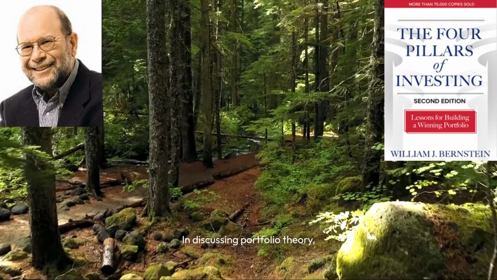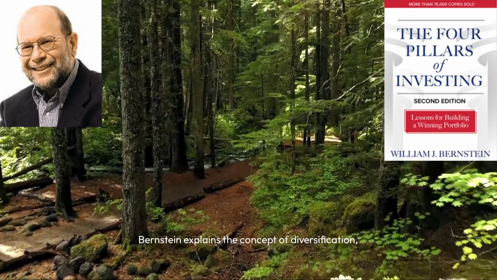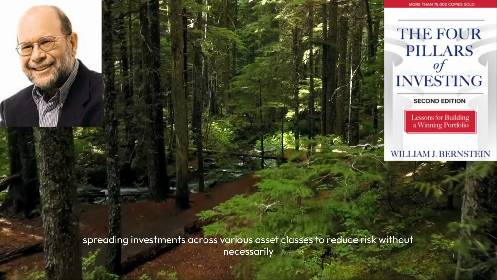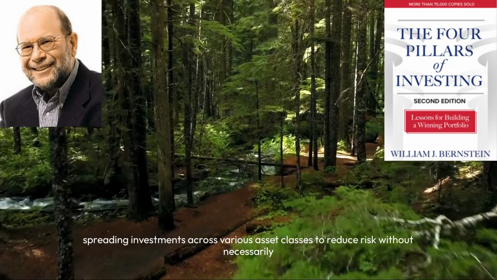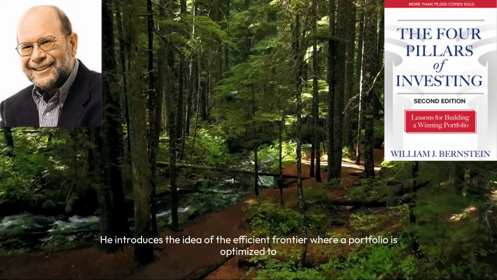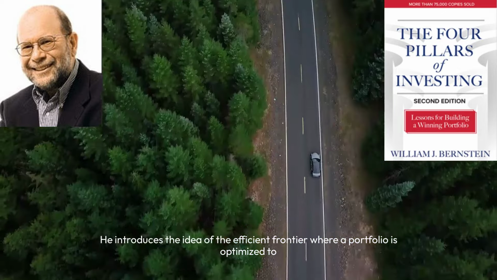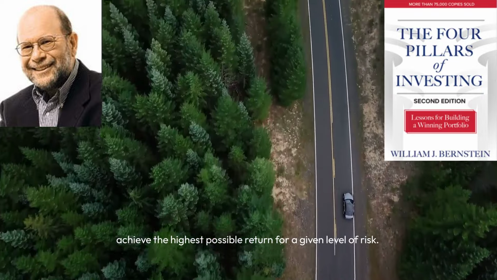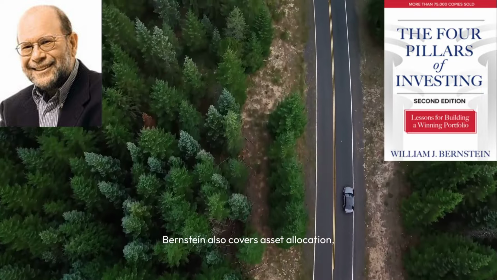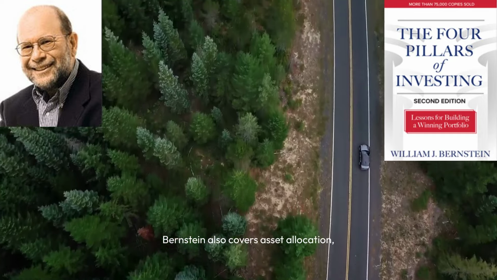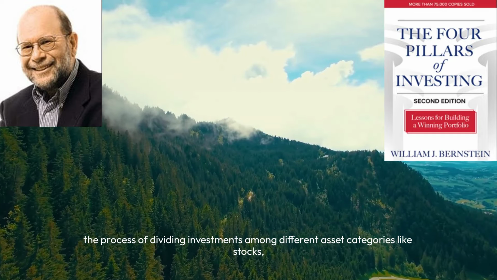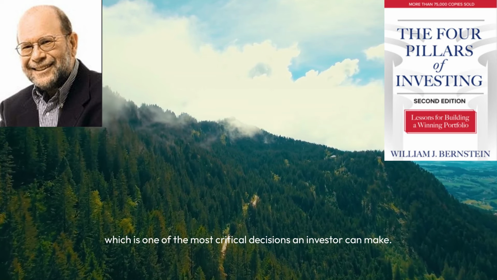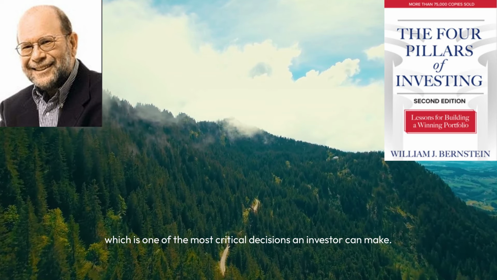In discussing portfolio theory, Bernstein explains the concept of diversification, spreading investments across various asset classes to reduce risk without necessarily sacrificing returns. He introduces the idea of the efficient frontier, where a portfolio is optimized to achieve the highest possible return for a given level of risk. Bernstein also covers asset allocation, the process of dividing investments among different asset categories like stocks, bonds, and cash, which is one of the most critical decisions an investor can make.